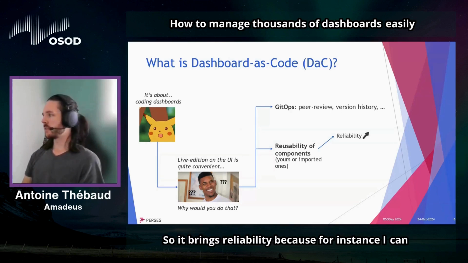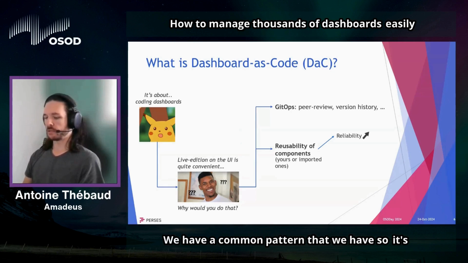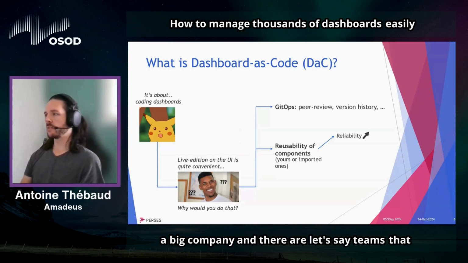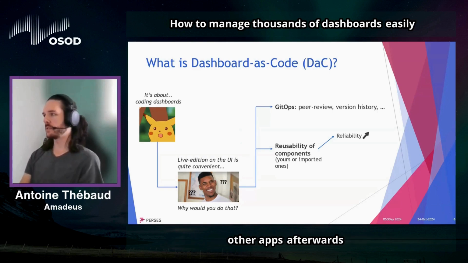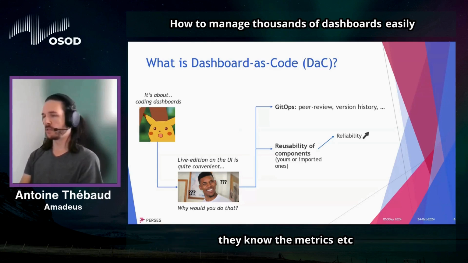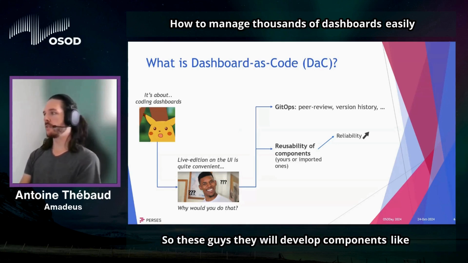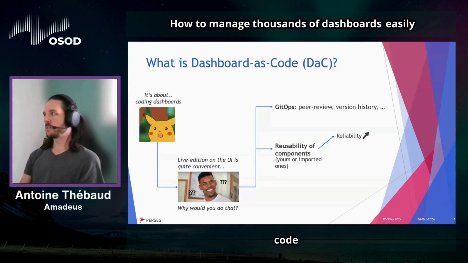For instance, I can speak for my case in Amadeus, where we have a command pattern. It's a big company, and there are teams that are specialized in a given middleware used by other apps afterwards. These people are the most knowledgeable about their middleware and its instrumentation. They know the metrics, etc. So they will develop components like panels for dashboard as code.